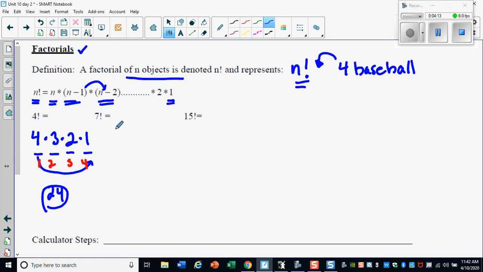All right, 7 factorial, so you'd start out with 7 and multiply all the way down to 1. So you do 7 times 6 times 5 times 4 times 3 times 2 times 1. Okay, multiply that out on your calculator and you're going to get 5,040. Now, what I would like you to do is I would like you to take a minute and try 15 factorial and see what you get for your answer. All right, so go ahead and hit pause if you want to try that, and then check out my answer once you're done.